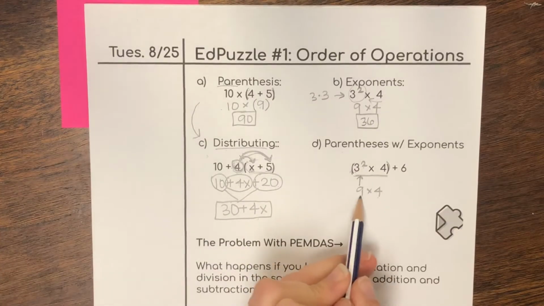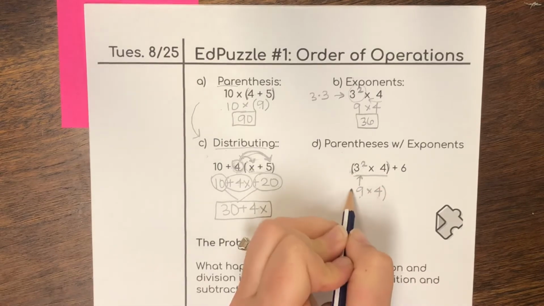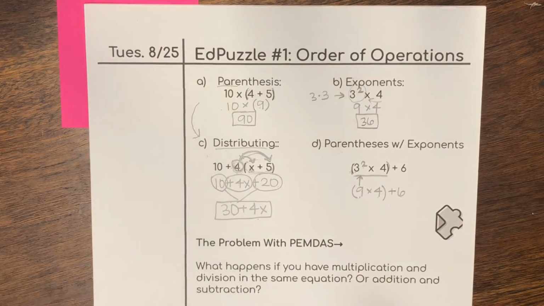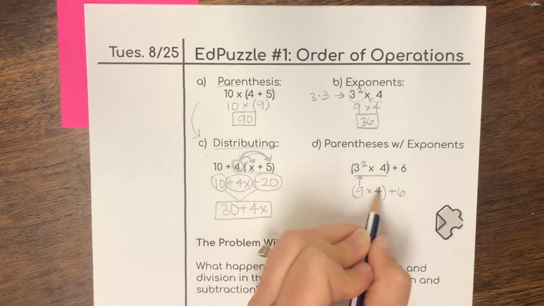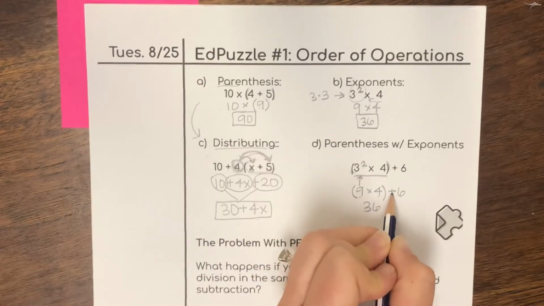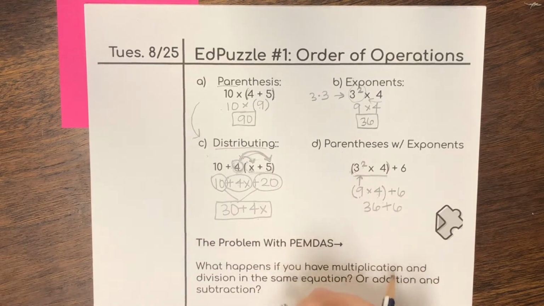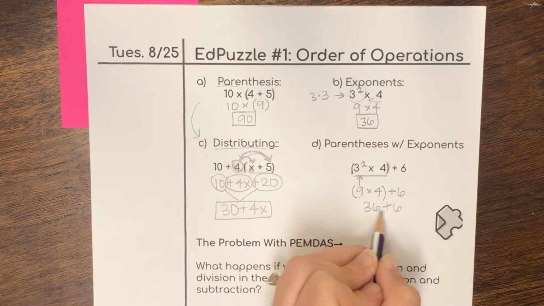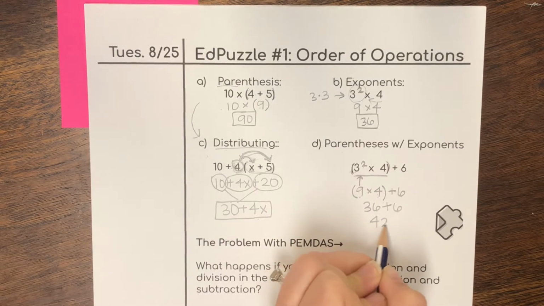Now, I still have 2 terms inside the parentheses, so I still need to bring my parentheses down. Plus 6. I still have parentheses, so I need to take care of what's inside our group. 9 times 4 gives me 36. And then I'm going to add 6. Now we can simplify one final time to get our solution. 36 plus 6 gives us 42.